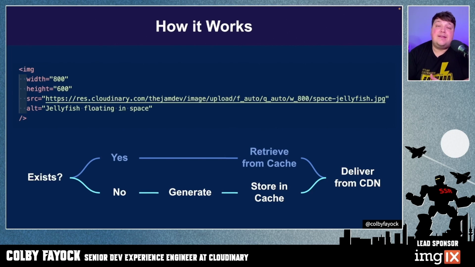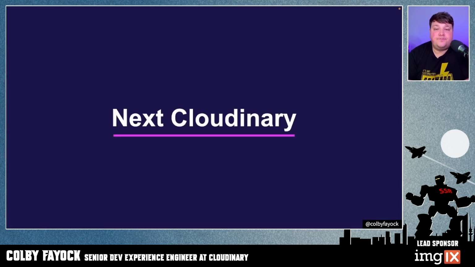But if it doesn't exist, Cloudinary processes it to generate that asset. It uses those parameters that we talked about as instructions for how to actually build that image or video. But once it completes, it stores it in cache for later use, and then it delivers it similarly from the Cloudinary CDN, meaning this only happens the first time. So all your assets will be served nice and fast for the vast majority of your visitors.